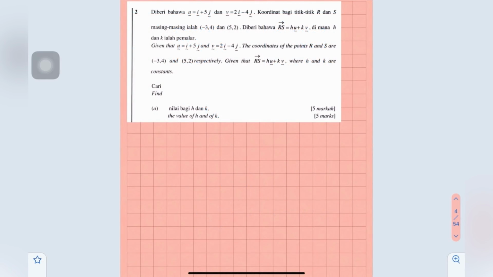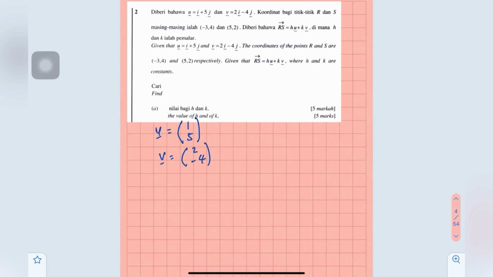Number 2, given that vector u equals i plus 5j and vector v equals 2i minus 4j, the coordinates of the point R and S are negative 3, 4 and 5, 2 respectively. Given that vector RS equals h vector u plus k vector v, where h and k are constants, find the value of h and of k. Okay, first of all kita ada vector u 1i plus 5j, saya convert into column vector. Ingat, vector lajur hanya boleh vector ij sahaja. So 1, 5. Okay, so then vector v is 2, negative 4.